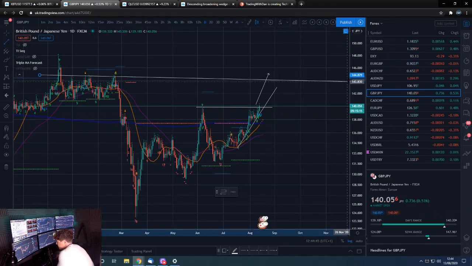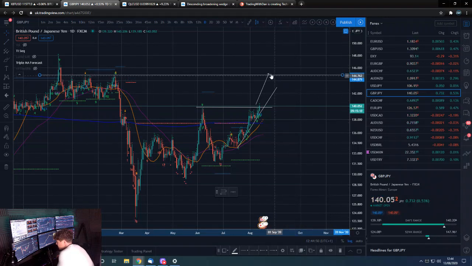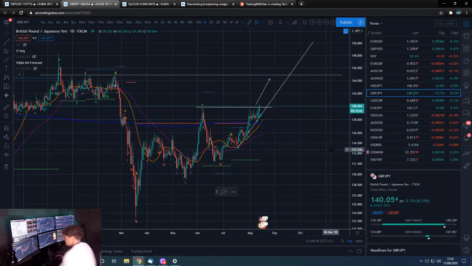So yeah, that's where we could be off to. That's where we could be going, guys. We could be off to the races. Just adjust this a little bit, and we'll extend that trend line just so that we know that's what it is. Yeah, bullish constructive price action.